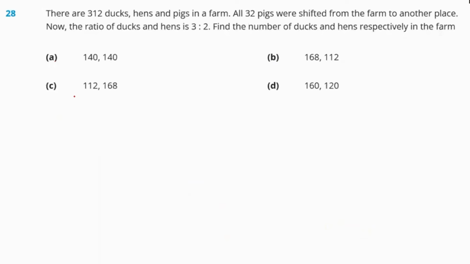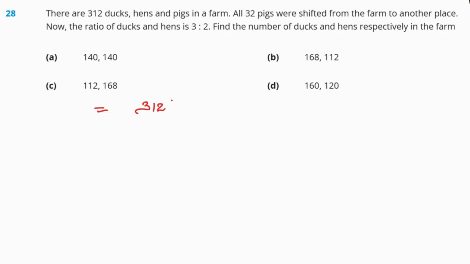Next question. There are 312 ducks, hens and pigs in a farm. All 32 pigs were shifted from the farm to another place. Now, the ratio of ducks and hens is 3:2. Find the number of ducks and hens respectively in the farm. So here, the total number of animals is 312.